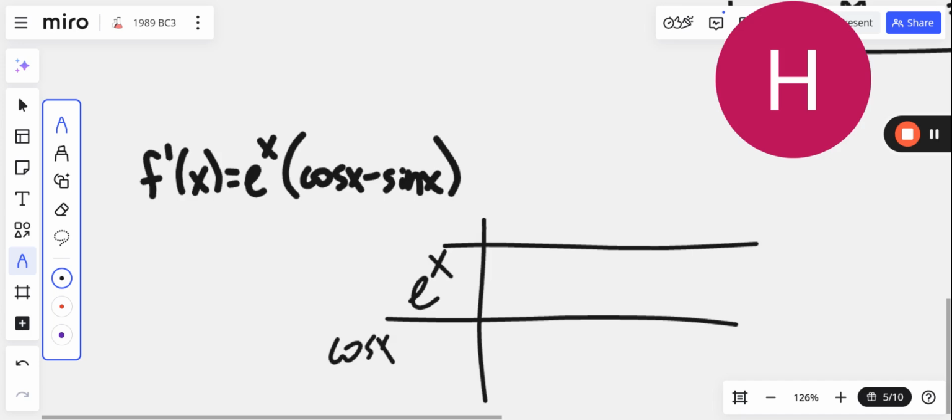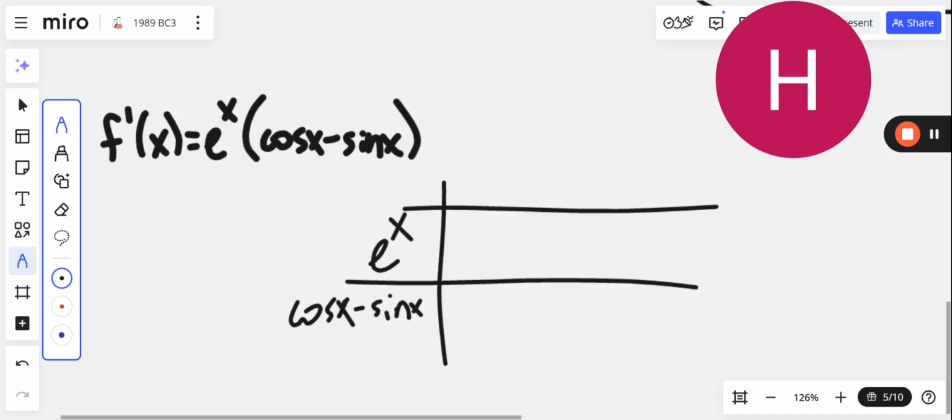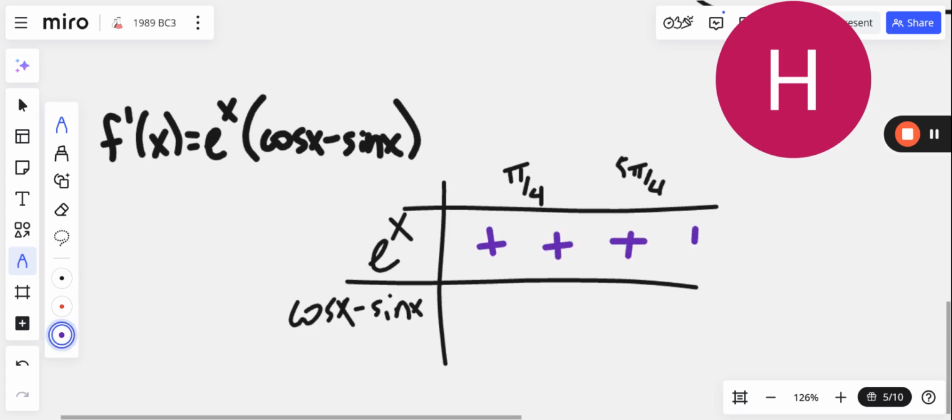Cosine x minus sine x. We already know when that equals 0. It has two zeros. That's when the tangent is equal to 1. In other words, pi over 4 and 5 pi over 4. Other than that, e to the x is always positive.